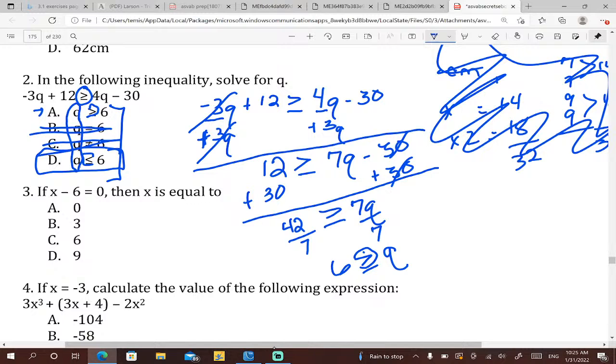Let's see if there's a clear button because this eraser takes too much time.